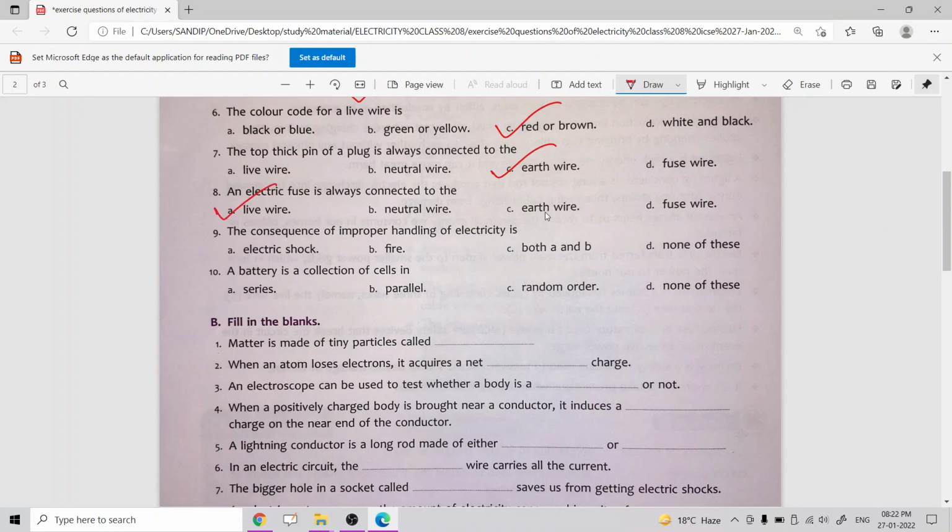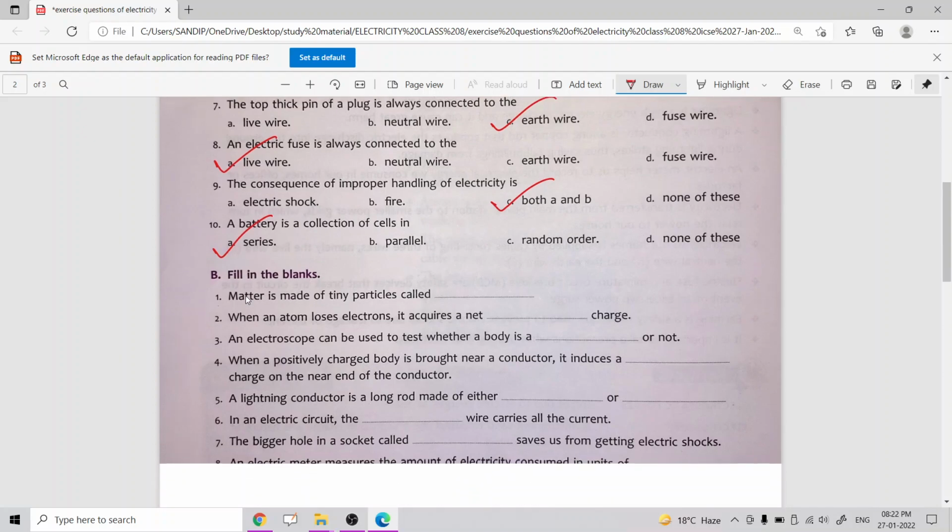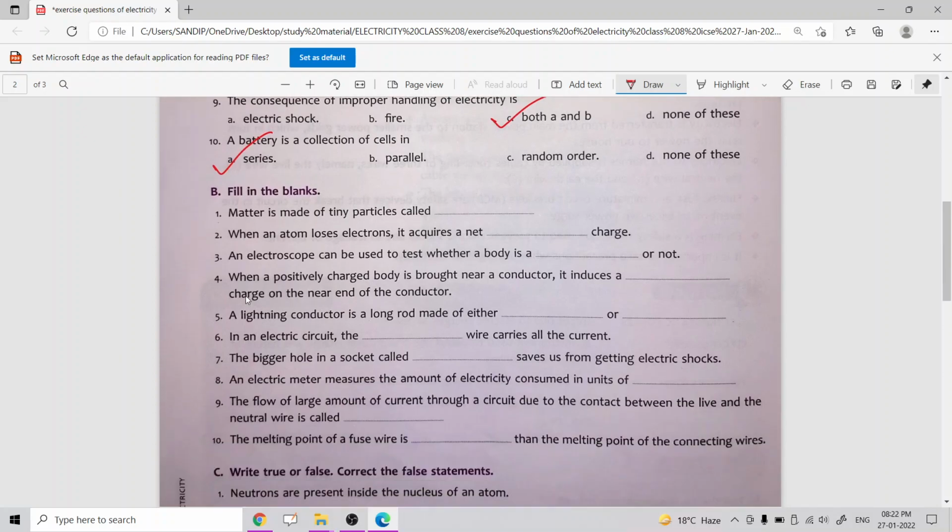And question number 9: the consequence of improper handling of electricity is electric shock, fire, both A and B, or none of these. So the correct answer is both A and B. And question number 10: a battery is a collection of cells in series. So these are the MCQ questions.